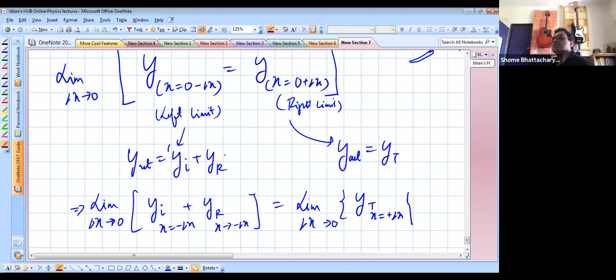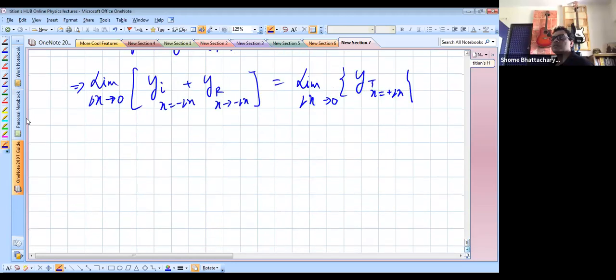The net displacement occurring is the sum of incident and reflected, because those two kinds of waves are superimposing, whereas the wave is propagating. So the right hand limit is nothing but the value of the transmitted wave at delta x tending to 0, whereas this is the value at minus delta x, limit delta x tending to 0. So now we need to solve this limit.